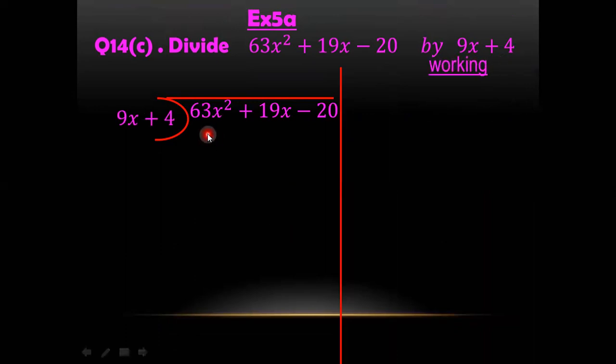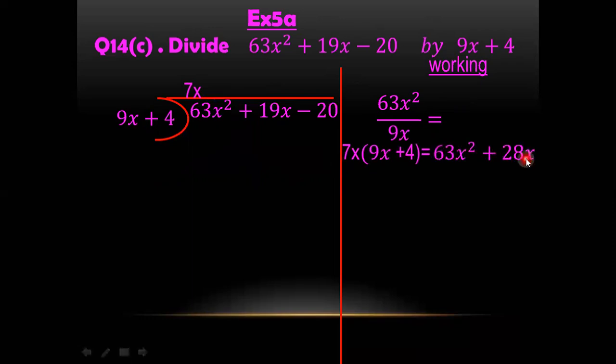Now you see 63x square will be divided by 9x, right? So I'm dividing it over here, and it's a very simple division. 9 sevens are 63 and 1x will be cancelled, and we will get 7x. 7x is shifted to the quotient, and this 7x will be multiplied with the divisor also, and we will get 7x into 9x plus 4, which is equal to 63x square plus 28x, which will be shifted over here under the like terms. So I'm shifting it.